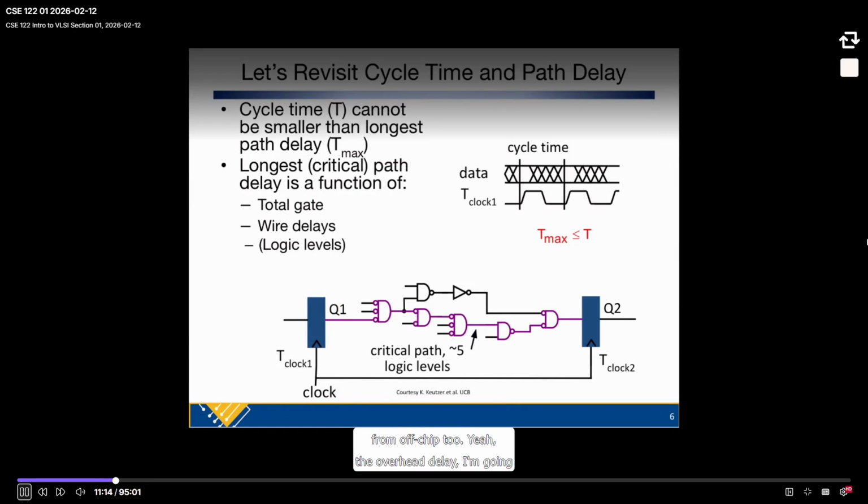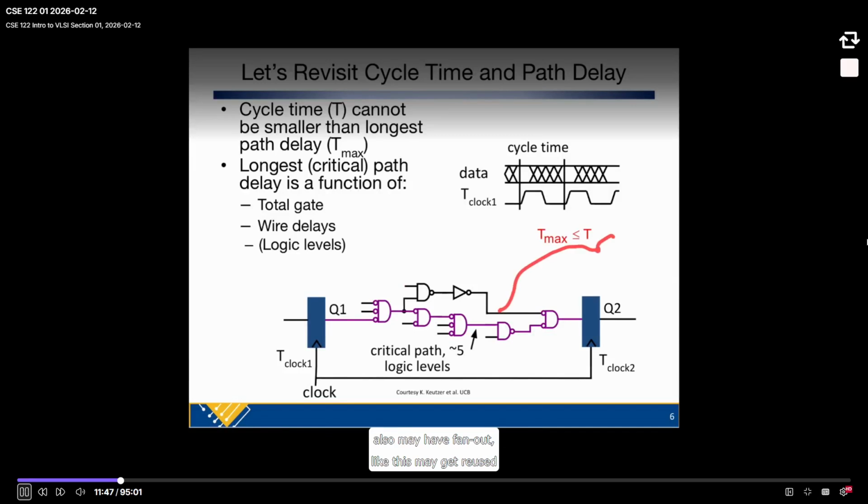The overhead delay, I'm going to get more into it, but the overhead delay is stuff related to setup and hold of flip-flops and clock skew and some other things. I'll talk about those in detail in the coming slides. So all these inputs that are not shown are just going to other launching D flip-flops somewhere else, or inputs or outputs of the circuit. We're looking at one path here, which is from one launching flip-flop to a capturing flip-flop.